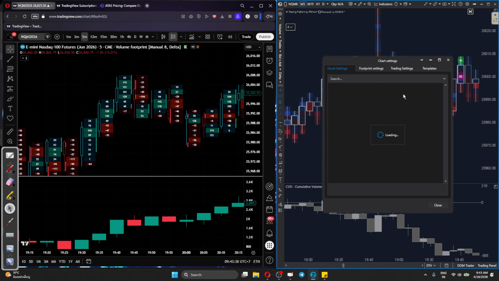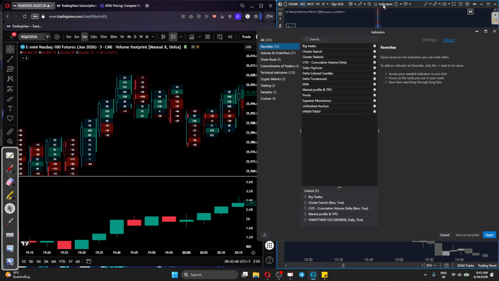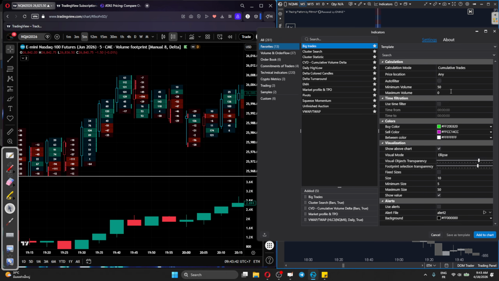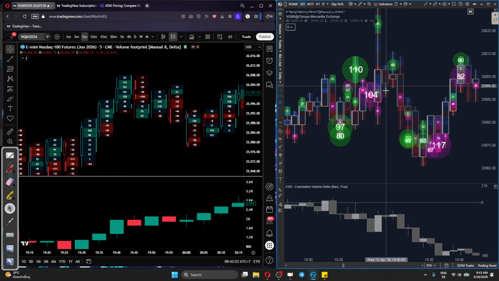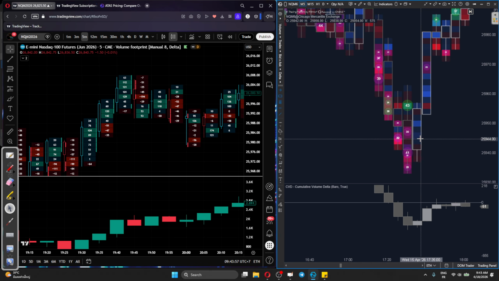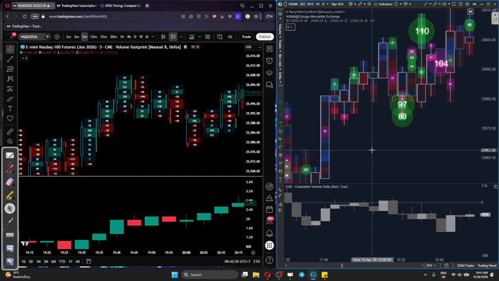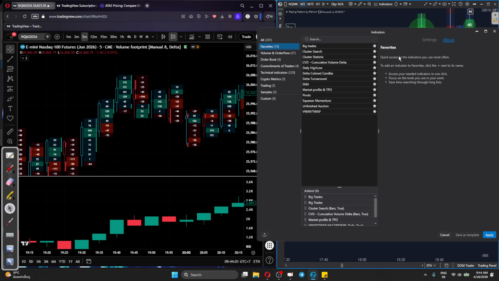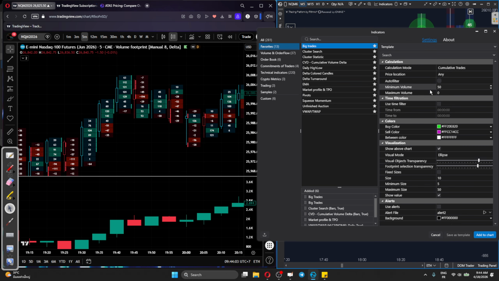You can go to settings. You can also modify that indicator if you want to see minimum volume. If you just want to see the trades that are above 20 contracts, apply. Now you get more of these bubbles here because you also get, if you had like 30, 20, right? And you can also make it so that it only shows you trades that are above 100 contracts.